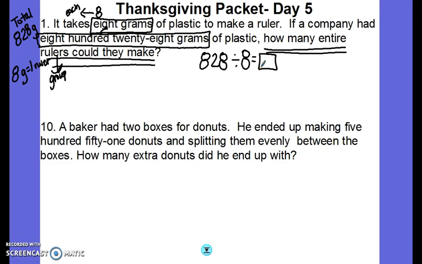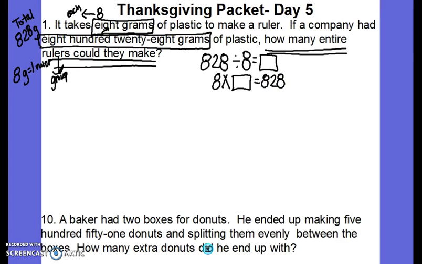I use my orange card for my steps with the ice cream code method. The first one says do the inverse operation, which would be multiplication. So 8 times some number equals 828. The first thing I need to do is roll my divisor, which is 8. 8, 16, 24, 32, 40, 48, 56, 64, 72, 80. All right, so I've got my numbers rolled.